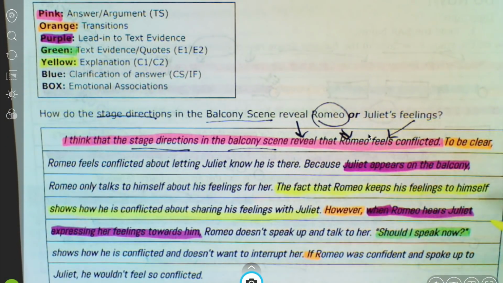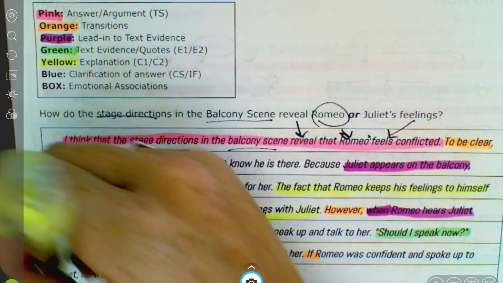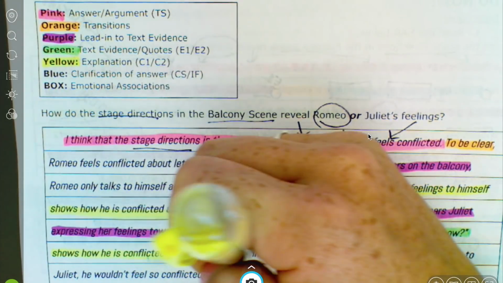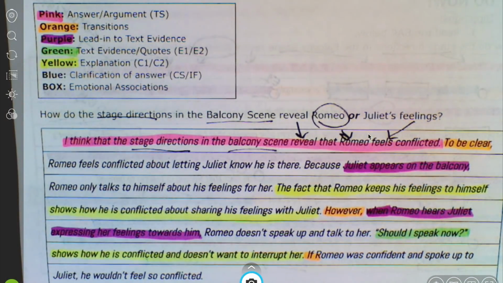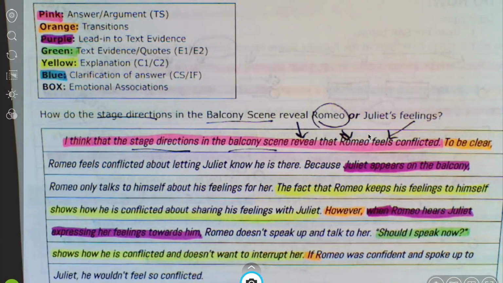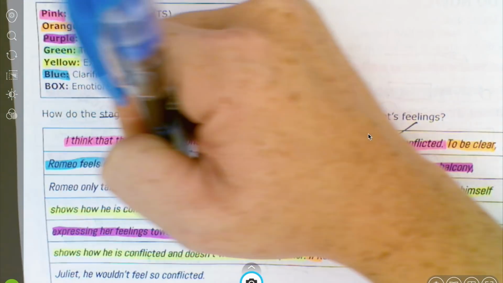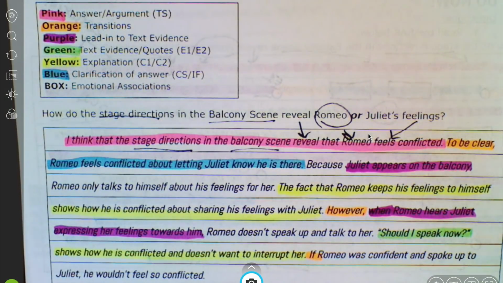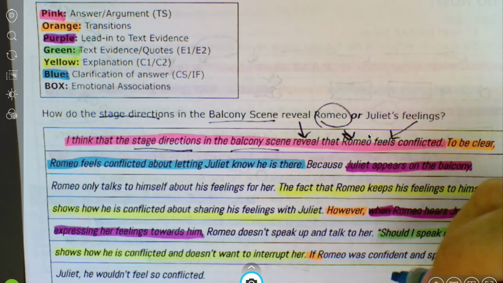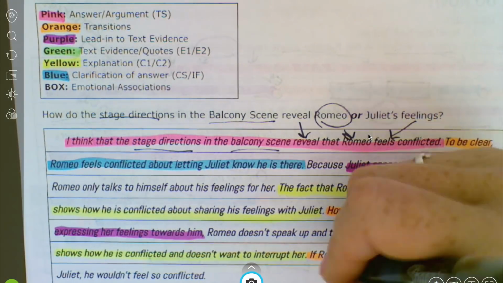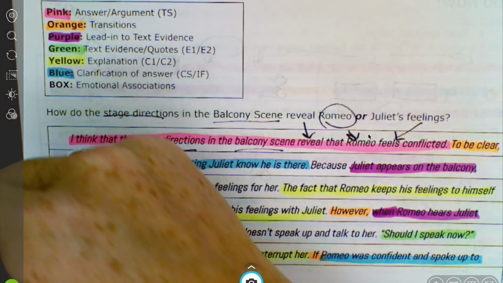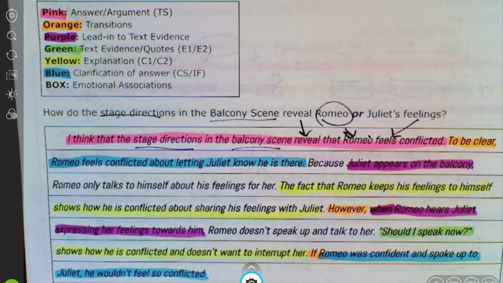Then I see the "however," "when," I see the quote, and I see "this shows how he is conflicted and doesn't want to interrupt her," but it's probably missing the first half of that sentence, and we'll go back and fix some of this later. The next thing we need to highlight is blue. It's actually the last thing we need to highlight. So I'm going to do blue. "To be clear," I'm going to finish this clarification sentence: "He feels conflicted about letting Juliet know he's there." And then my "if" sentence is also a clarification of my answer: that if Romeo was confident and spoke up to Juliet, he wouldn't feel so conflicted. All right.